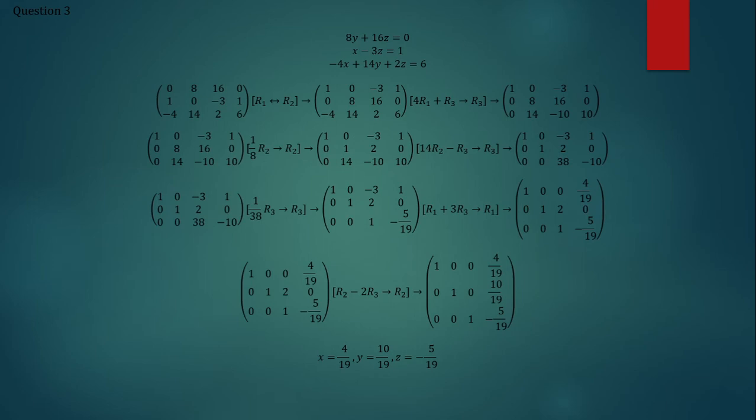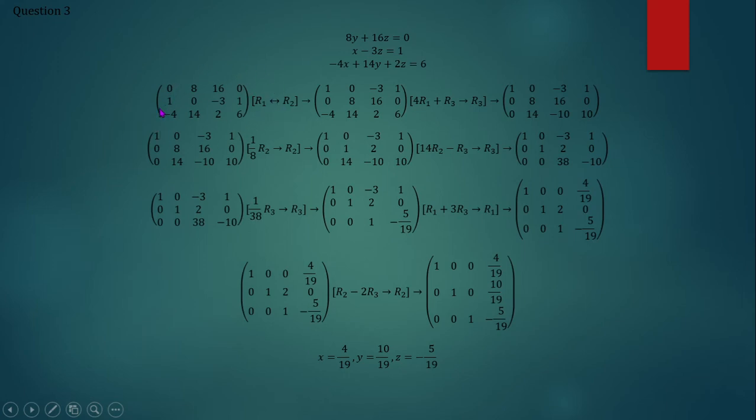Here's also 3 equations with 3 unknowns. So solve for x, y, and z. We have a 3 by 3 matrix here, attached together with the constants. So this is in the augmented form.